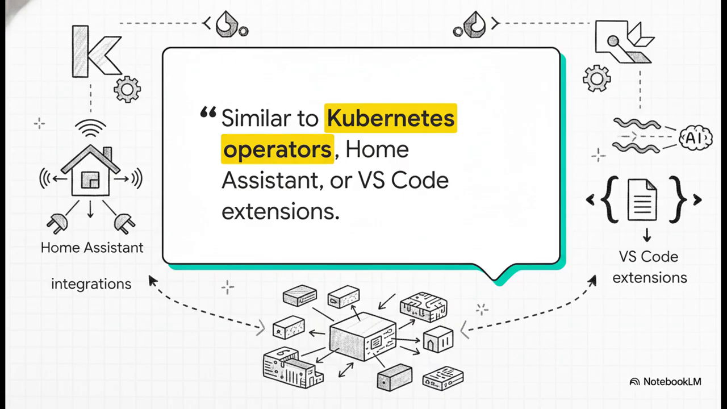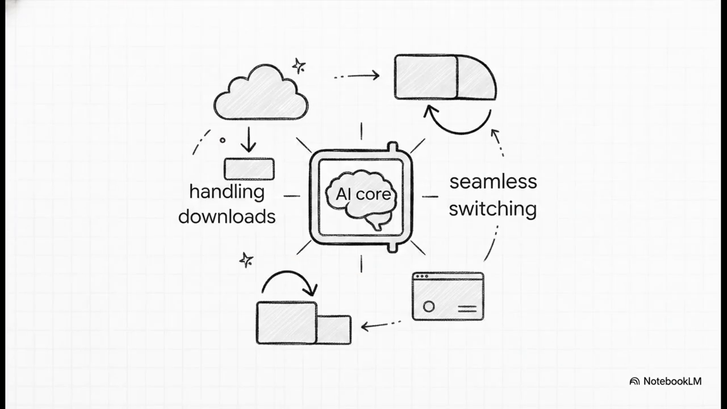Similarly, we've got the model management subsystem. Instead of making users manually download gigabytes of GGUF or SafeTensor files and painfully wiring up rigid file paths, the model manager acts almost like a hardware-aware AI scheduler. It handles what models are available, it manages the downloads, allows for seamless switching, and even handles rollbacks automatically. It completely hides all that underlying complexity from the end user.